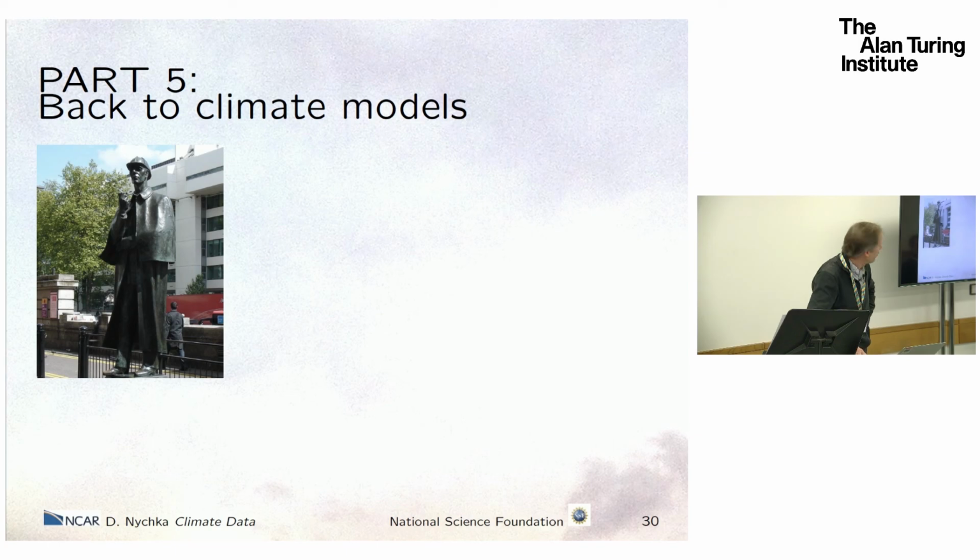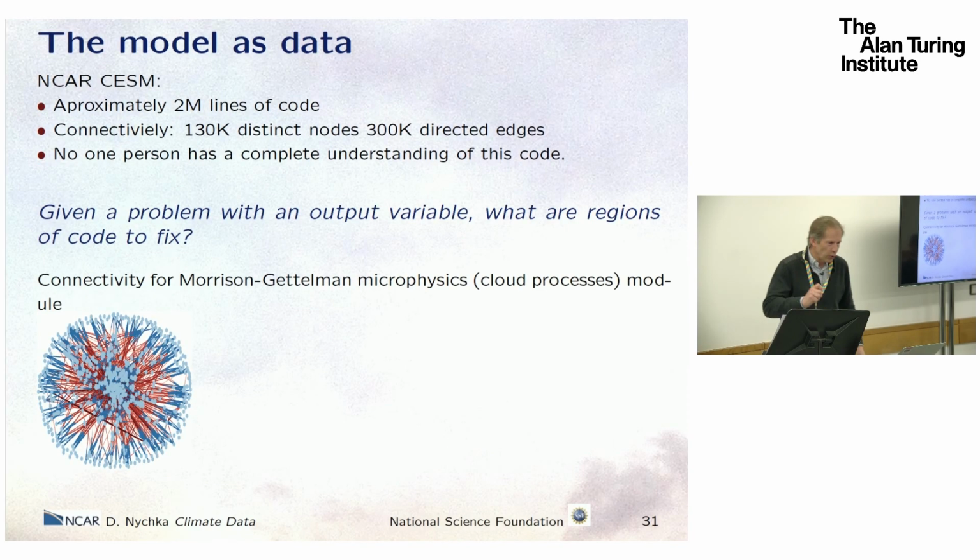Okay, so finally, I want to go back to climate models. And to me, this is the newest area and the most interesting one. I put up a statue of Sherlock Holmes here, partly because this is a little bit about being a detective. The problem is you run a climate model, you look at the output, something is wrong. And so now you have to figure out what is in the model, and keep in mind this is 2 million lines of code. You have to figure out what is it in the model that's causing this problem.